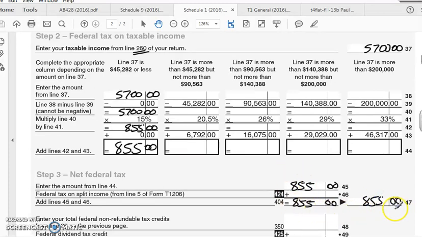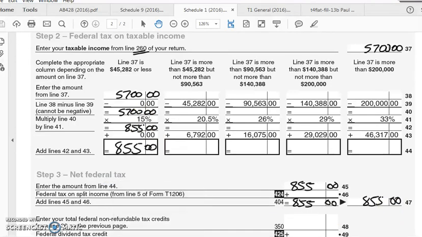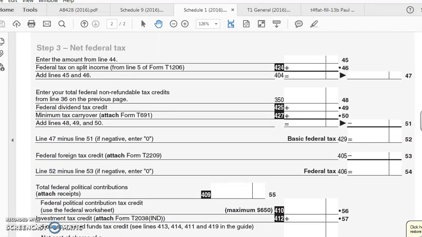Right, just completing this portion of the form. Now, that seems like a lot of tax considering Paul's only made $5,700. However, we do have particular tax credits that we will be able to use and reduce our amount. In this case here, we're entering line 4. We're entering, so we had $855 here.